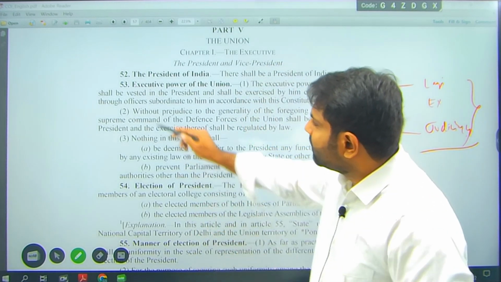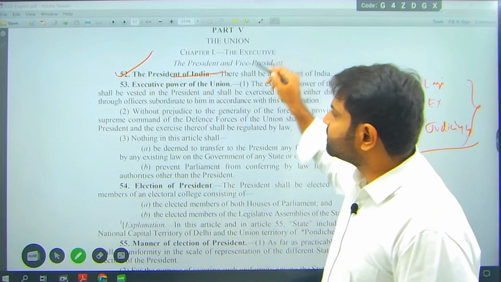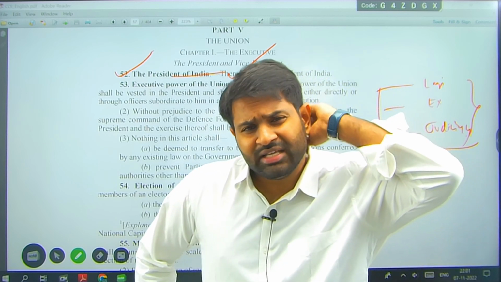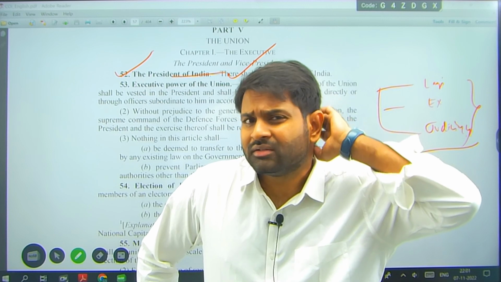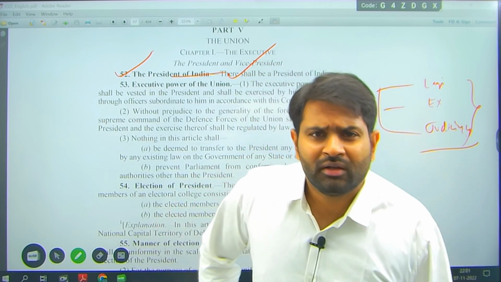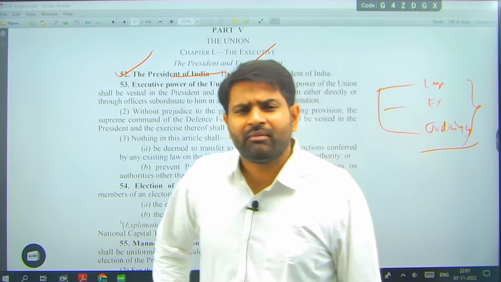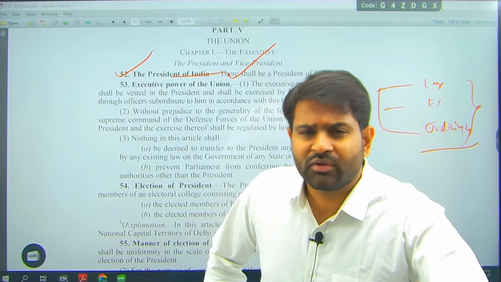First point, Article 52. Article 52 says that there is a President of India. Is it not the Prime Minister who is the real hero here? Why do we need a President of India? Is the President of India the real head or a nominal head? These are the questions we need to ask.